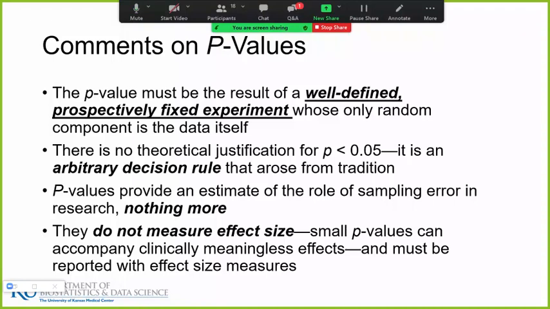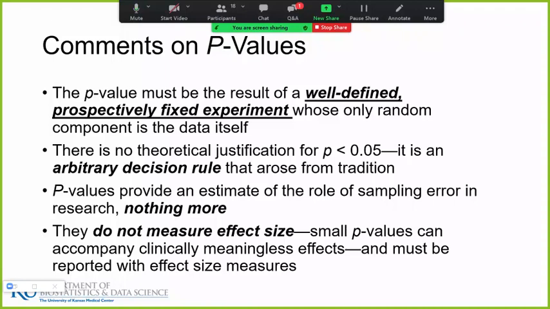Another thing to think about when it comes to p-values is they're not to be used as a measure of effect size. They simply provide us with an estimate of sampling error and how it impacts the findings. In other words, it tells us a little bit about how much the statistic, the relative risk, is likely to jump around from study to study. If the p-value is small, it means that the sampling error is pretty tight. There's not a lot of it.